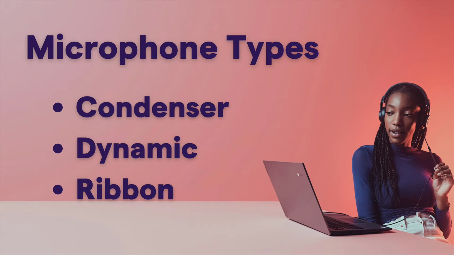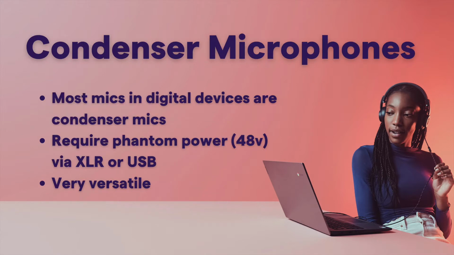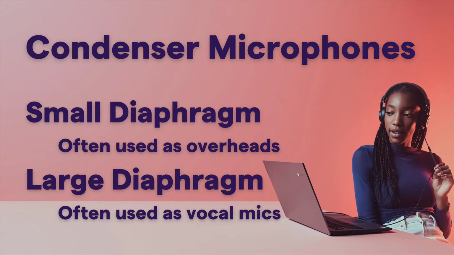The 3 main types of microphones are condenser, dynamic, and ribbon. Condenser microphones are found in most digital devices, and they all require phantom power, although if there's a condenser mic in your phone or your computer or a USB device, it's already getting its power from USB. Condenser microphones are also very versatile. So there's 2 basic types, a small diaphragm and large diaphragm. Small diaphragm are often used as overheads, and large diaphragm mics are often used as vocal mics.